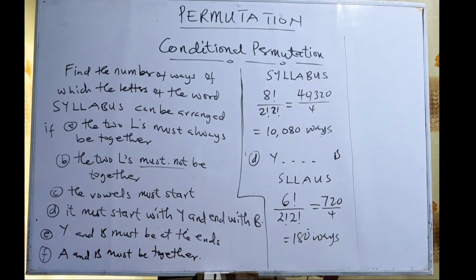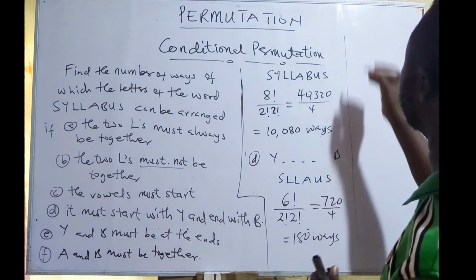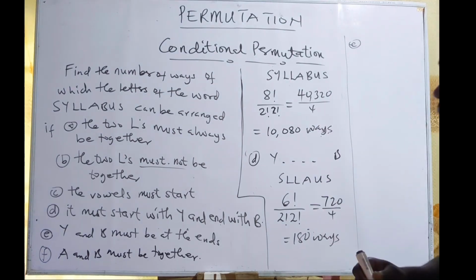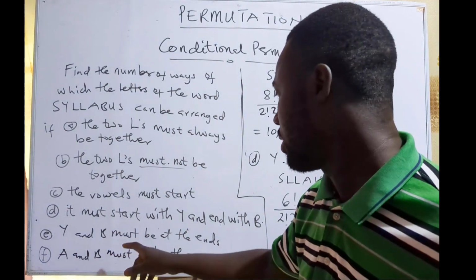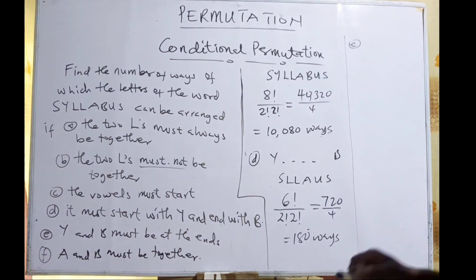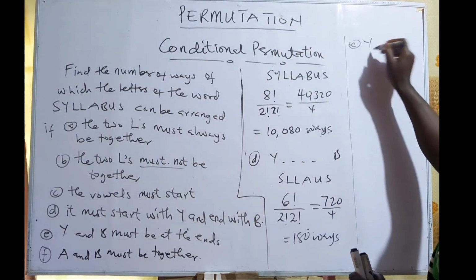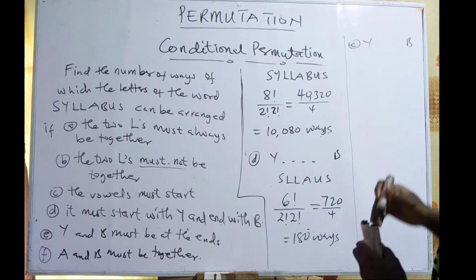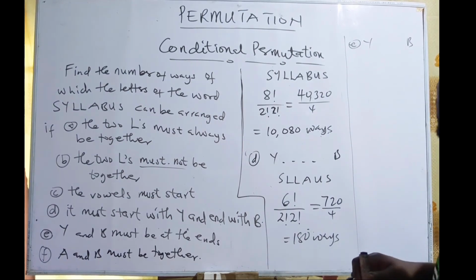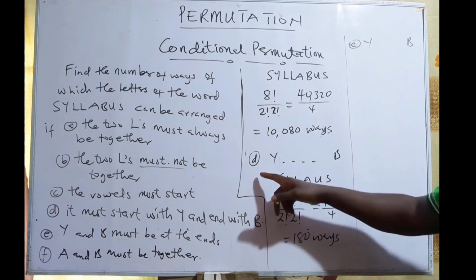Okay. Then let's go to the E. We are going to end very soon. The E: Y and B must be at the ends. So Y and B must be at the ends. All right. So this is quite different from this one.